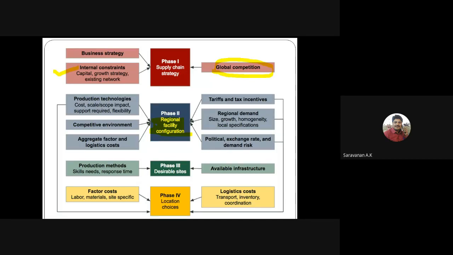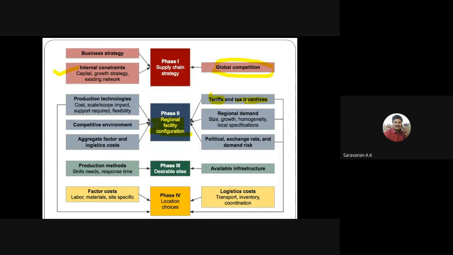Now the regional considerations come in for tariffs and tax incentives, like new states from India and the existing states of India. There we have a difference in the tariff as well as the tax incentives. So while considering phase two, we have to see what the taxes and tax incentives are for the new organization and newly created facilities.